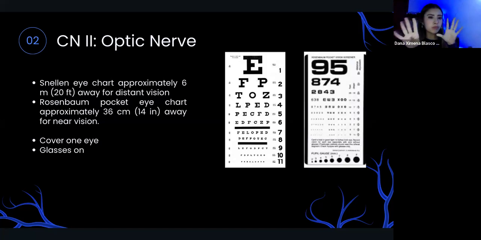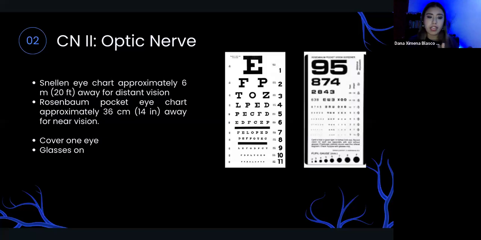So we could use both of them. We're not going to examine some refractive pathology. We're going to examine if the patient has some optic nerve lesion.